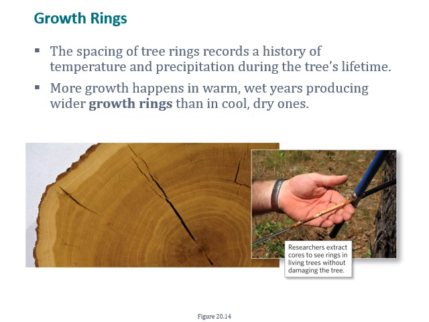Finally, the spacing of tree rings records a history of temperature and precipitation during a tree's lifetime. So this would be a relatively short record of climate depending on the age of the tree. More growth happens in warm, wet years, producing wider growth rings than in cool, dry years. In the figure below, we have a stump showing tree rings, also a researcher extracting rings from a drill core that doesn't damage the tree.